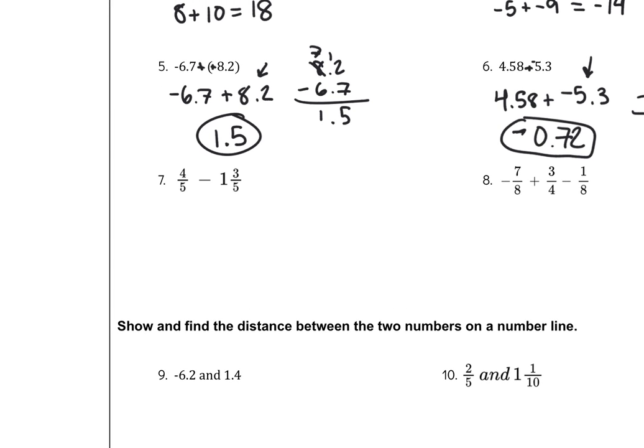Number 7, I'm subtracting fractions now. First step, I need to add the opposite. So add -1 3/5. So I have 4/5 plus -1 3/5. I need to convert -1 3/5 into an improper fraction, which looks like this. 5 times -1 is -5, plus -3 is -8 over 5.